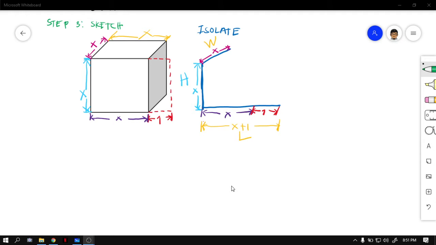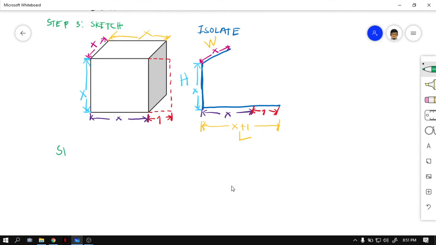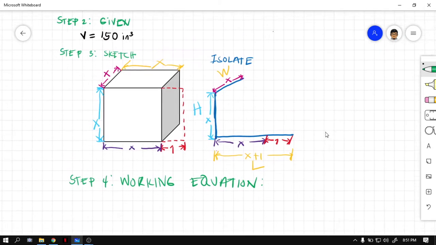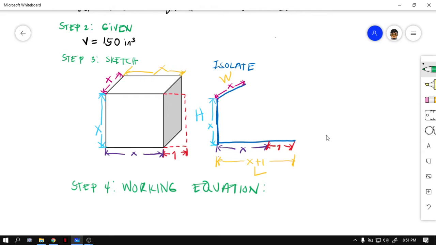Now, step 4, we have our working equation. Paano natin malalaman ang working equation natin? Tignan mo dun sa given. Ano yung given natin? Volume. Tama? So, ibig sabihin ng working equation natin has something to do with the volume.